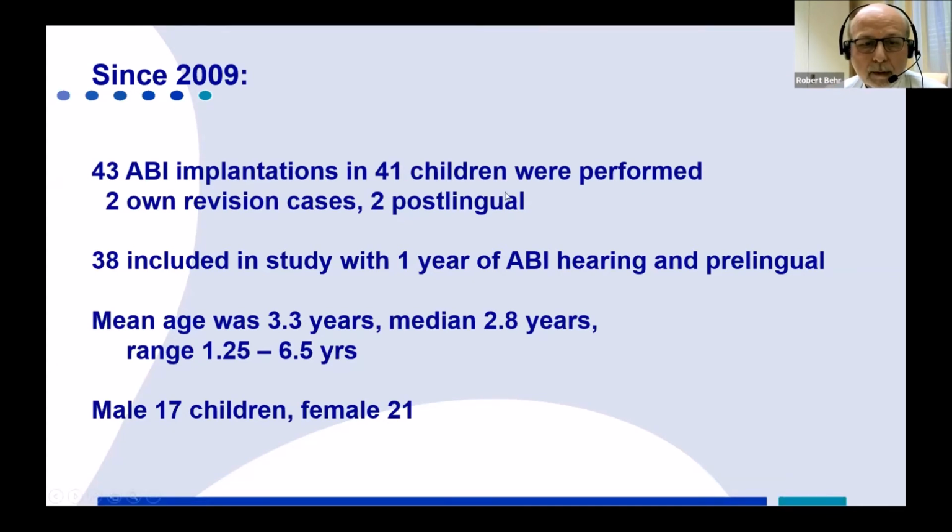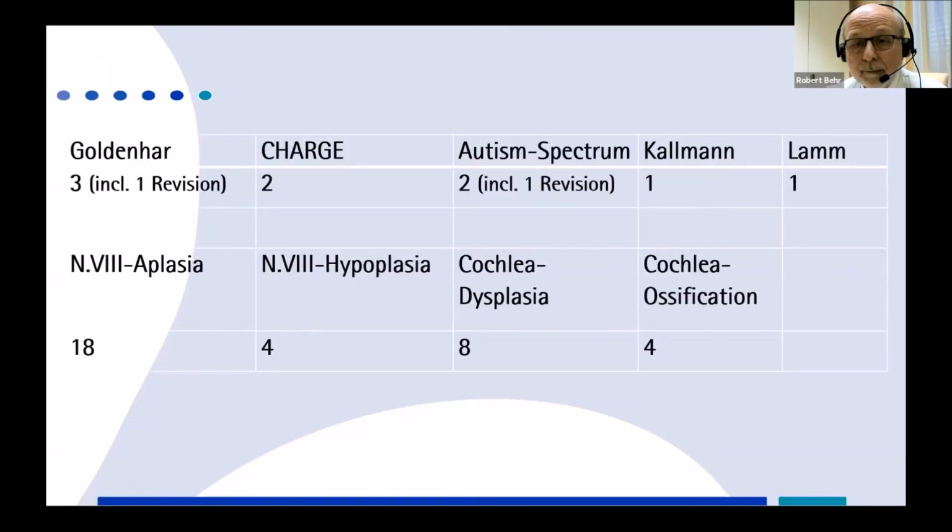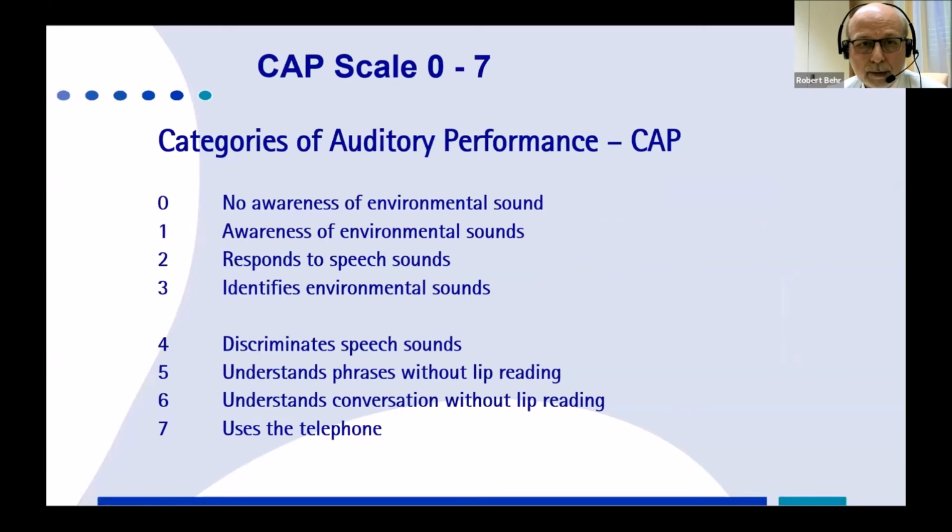Mean age was a little bit more than 3 years. These are the pathologies we found, mostly cochlear nerve aplasia, also hypoplasia, but also, as you can see here, other syndromic diseases which do not have the same results. I will show it soon. This is the CAP score. Most of you know this and are familiar with it. We used it for evaluation of our cases.